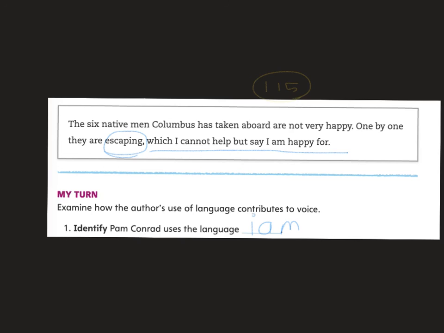Oh, it's hard to write with this pencil. I am happy.